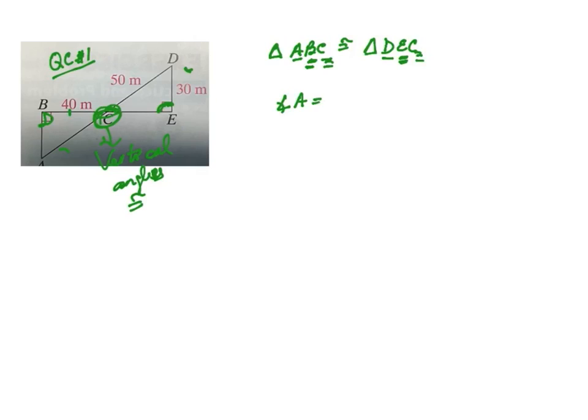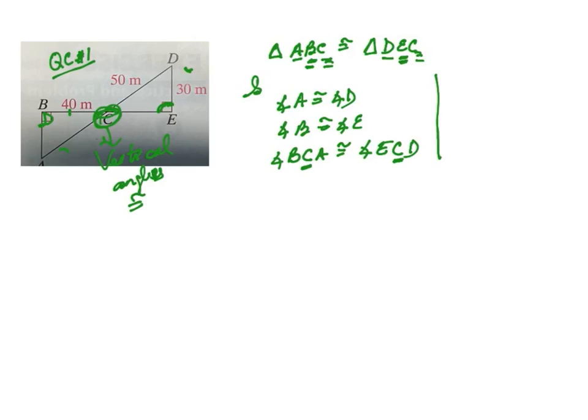So you can say angle A is congruent to angle D, and then angle B is congruent to angle E, and then angle BCA is congruent to angle ECD. As I said before, as long as the C is right in the middle, it should be fine for you to list it that way. These are the angles.